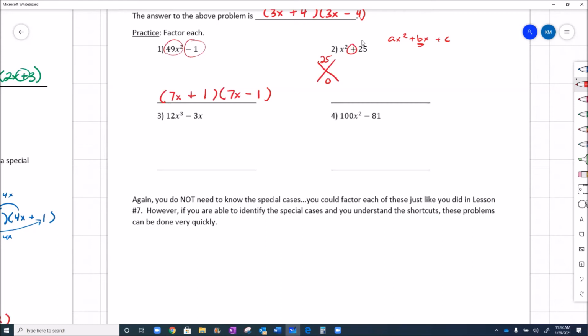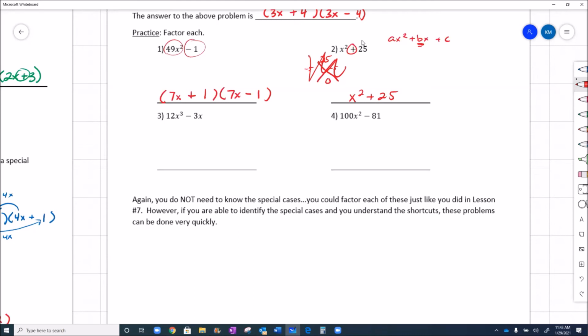It's really impossible, because if we said 5 times 5, it would add to give us 10. If we did negative 5 times 5, it would multiply to give us negative 25. And if we did negative 5 times negative 5, it would multiply to give us positive 25, but add to give us negative 10. So there's nothing that we can do to simplify this any further. This is as simplified as it gets, or as factored as it gets.